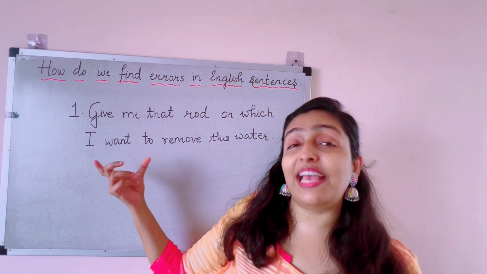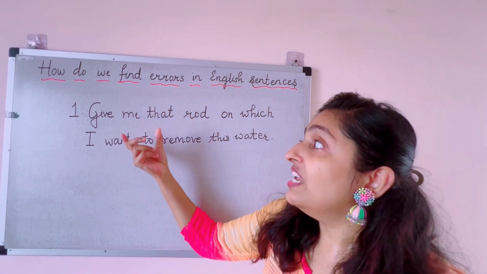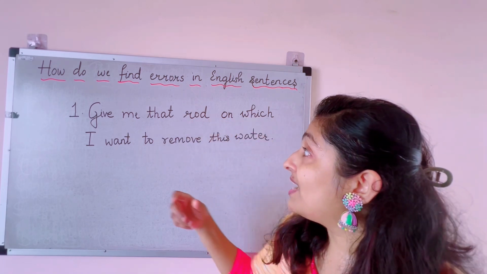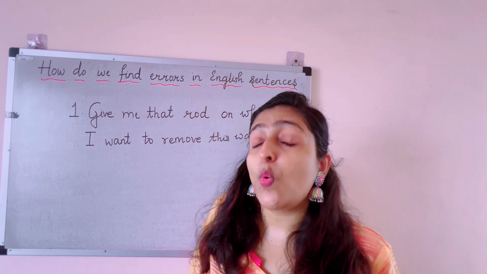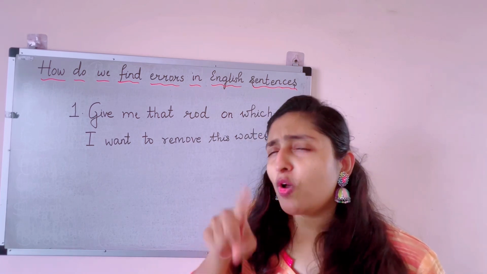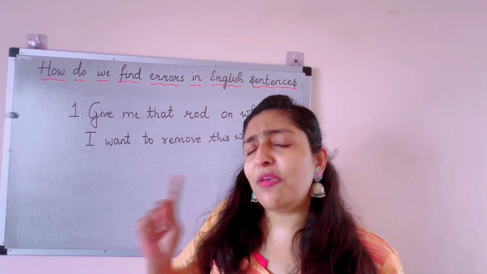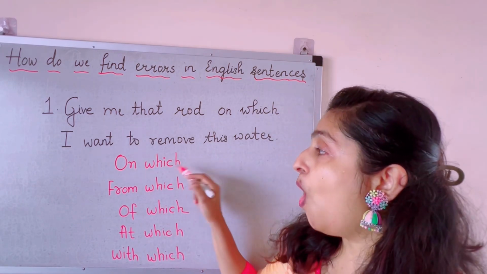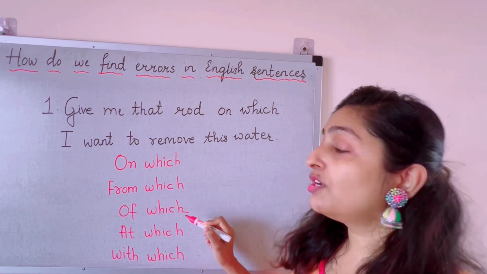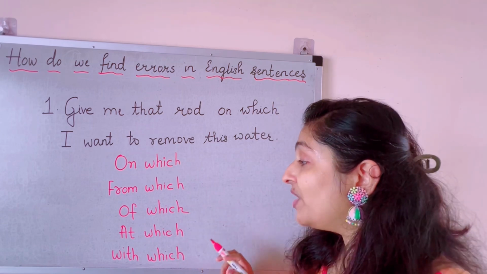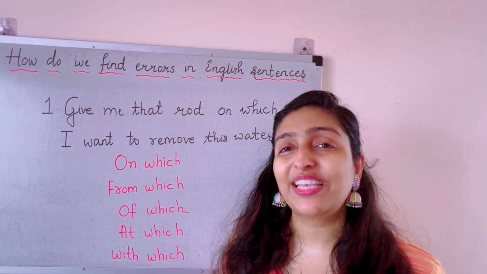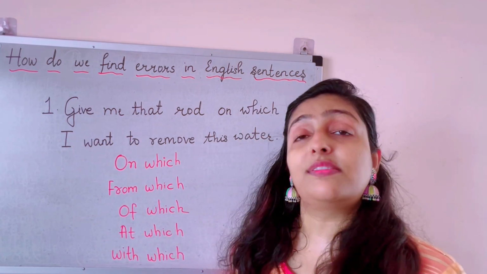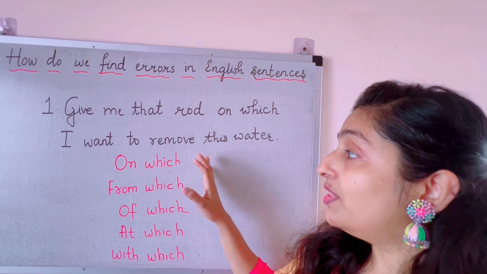The first sentence which I have written here: give me that rod on which I want to remove this water. Okay, pause the video and keep thinking. So I have written 5 expressions here: on which, from which, of which, at which, with which. Which among these would fit in the first statement? Okay, so what are they?